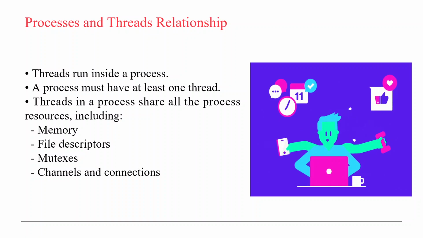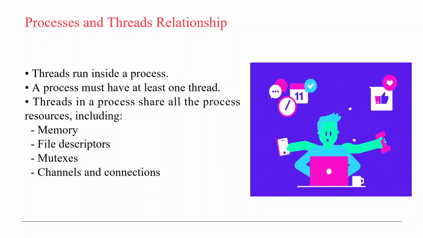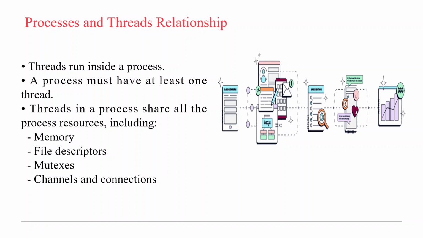Threads run inside a process. A process must have at least one thread. Threads in a process share all the process resources, including memory, file descriptors, mutexes, channels, and connections. The last point we discussed is that threads run inside a process, and every process must have at least one thread, as we can see in these diagrams.